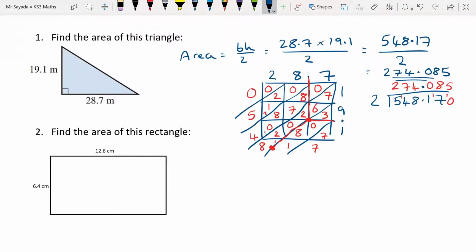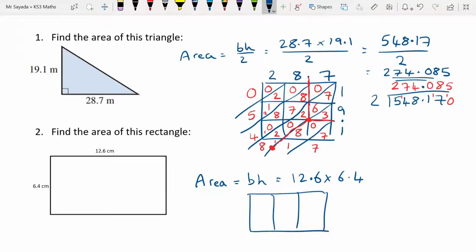So the area of a rectangle. How do you find the area of a rectangle? Say your answer to the video. You should have said base times height. So the base is 12.6 and the height is 6.4. Again, we're going to use Gelosia. Try that yourself. Press play once you've done it. You should have now done Gelosia to do 12.6 times 6.4. I'm going to do it myself so you can check that you've done it right.